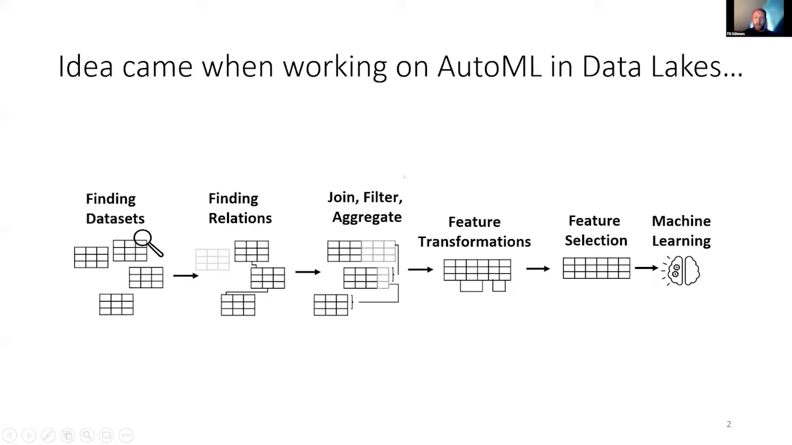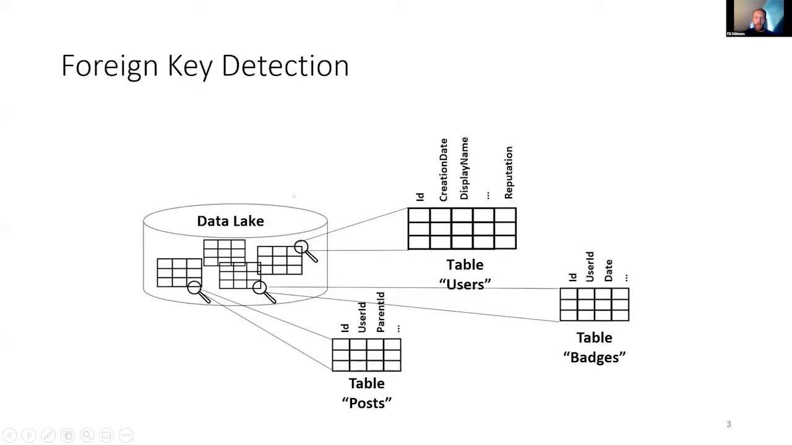The idea came when we were working on AutoML in data lakes. There the problem is you have to basically identify relevant data sets in the data lake, find relations between them, so you can join, aggregate, so basically prepare them to features until they can be fed into machine learning training. And in this finding relations part, we encountered the foreign key detection problem. So we have multiple tables and we have to find a way basically to combine them. We don't have schema information necessarily, so we have to identify foreign keys in those different tables.